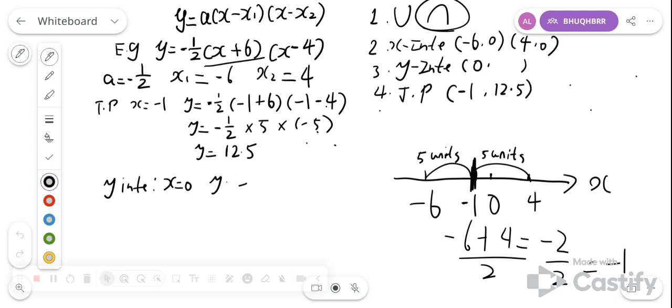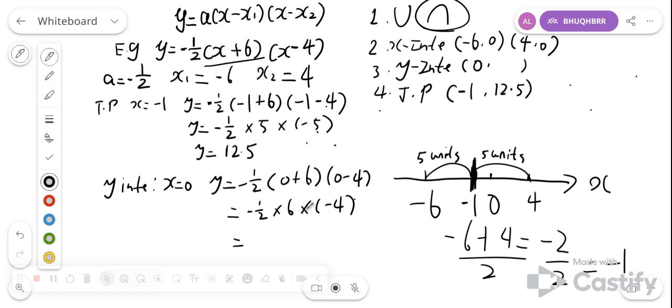And then we have y equals -1/2, and then we have 0 plus 6, and then 0 minus 4. Then this will be quite easy because that will be 1/2 times 6 times -4. Negative gives me positive, and then 6 times 4 is 24 divided by 2 is 12. So now you can see the y-intercept is 0 and 12. So now we have all of the information we need.